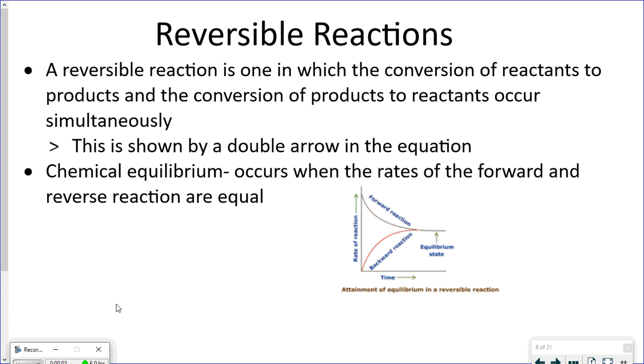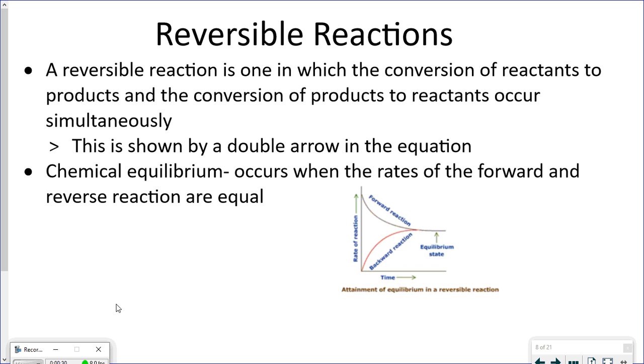In this video, we're going to be talking a little bit more about reactions. A lot of our reactions are not one way. They are actually going to be reversible reactions. So a reversible reaction is one in which the conversion of reactants to products and the opposite, the conversion of products to reactants, is occurring simultaneously. This will be shown by a double arrow in the equation.